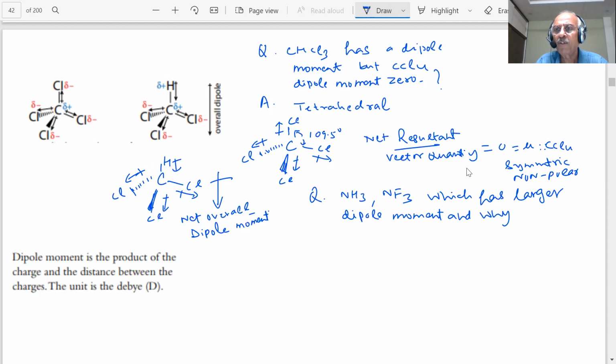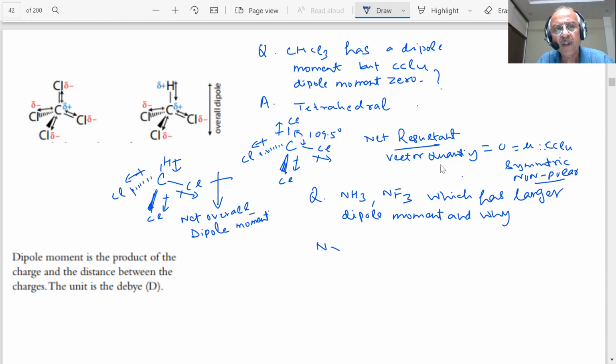Although individual bonds are polar, the overall molecule CCl4 is non-polar. Because of the symmetry of the molecule, the dipoles cancel each other. ठीक है? It is a symmetric molecule. Which will have a larger dipole moment in this case, students? You have a question.